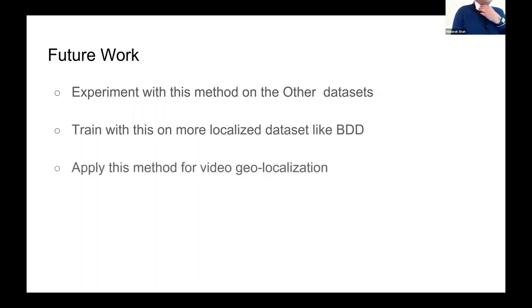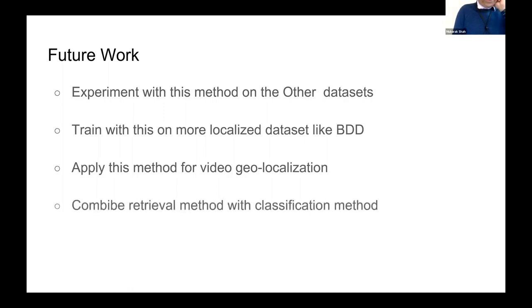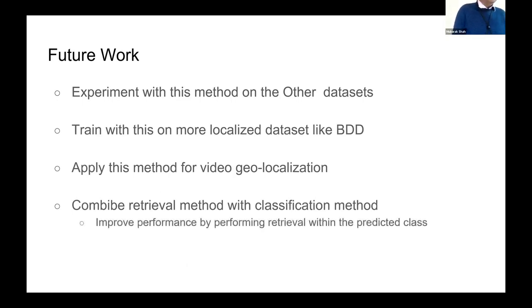And one can extend this idea to video, which would be interesting. I'm always interested in that. And one can combine the retrieval based method with a classification based method, so you can have the cells, because these cells cover bigger areas, not one GPS location. Then within that, you can do the retrieval, and that can maybe improve performance.